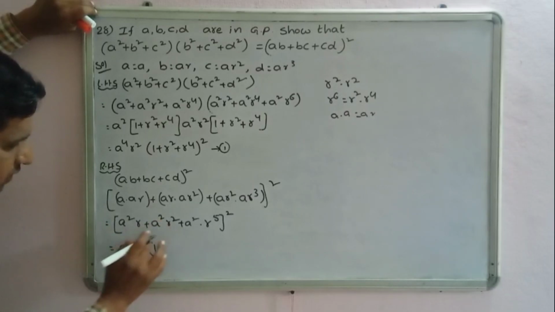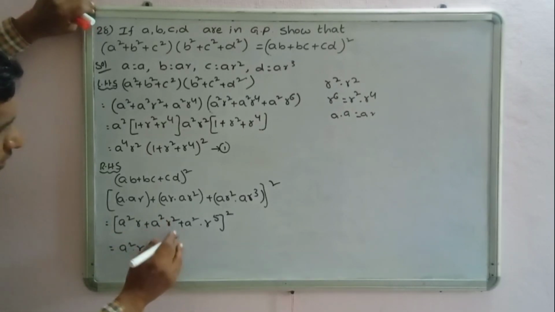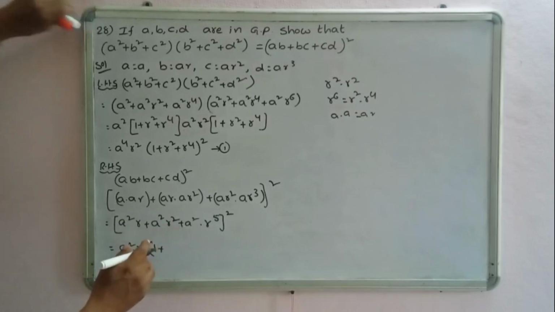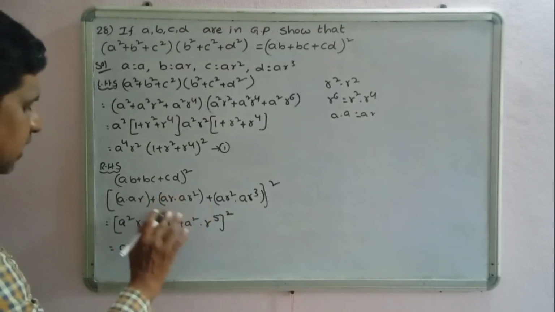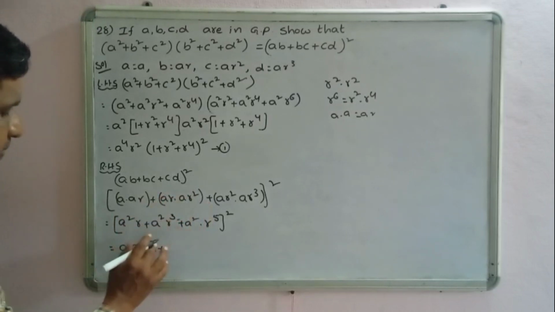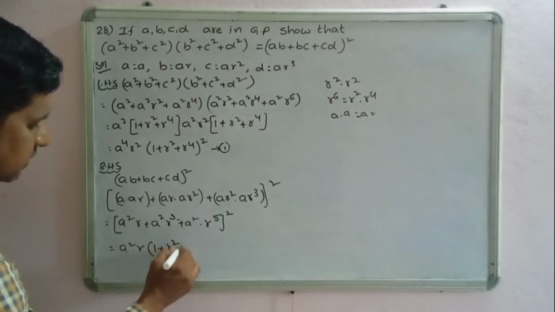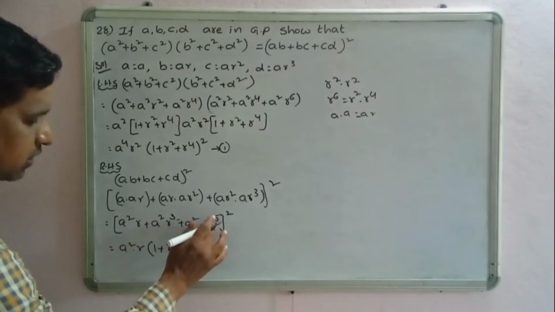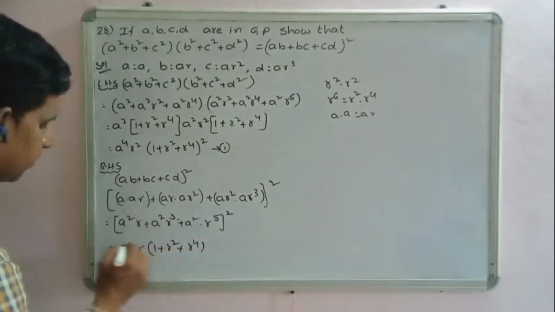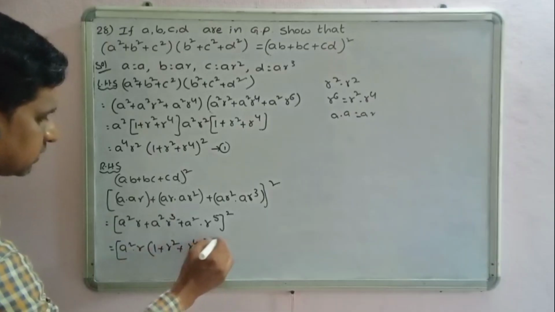1 plus a square common, r common. Still, what is there here? r. a square is common. See, r times r square is r power 2. Okay, a square is common, r is common. Still, r square is there. A square is common, r is common. Still, how much is there? r power 4 whole power square.